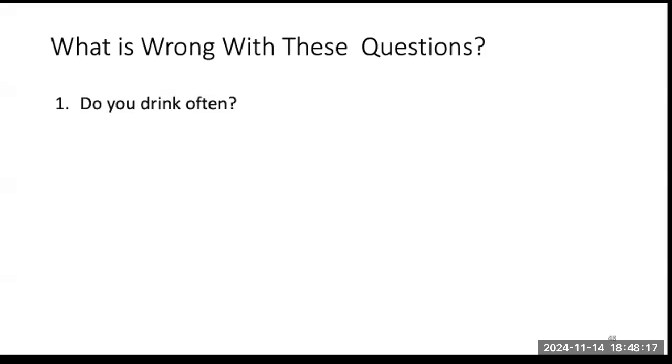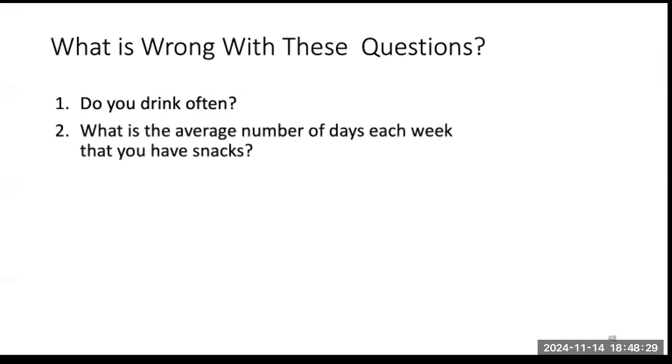How about this? Do you drink often? Any problems with that question? Not specific enough. What does often mean? Exactly. What is the average number of days a week that you have snacks?